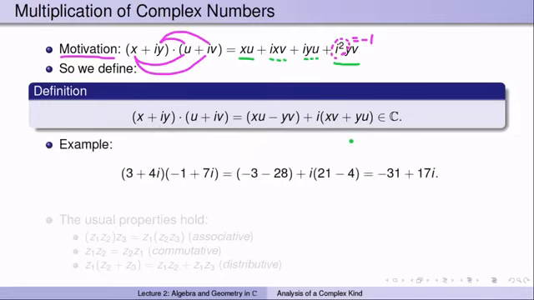So let's look at an example. Suppose we wanted to multiply 3 plus 4i by negative 1 plus 7i. According to this formula, I have to take the x and multiply it with the u. That gives me minus 3. Then I have to take the y, which is 4, multiply it by v, and put a negative sign in front of the product. So 4 times 7 is 28, minus 28.